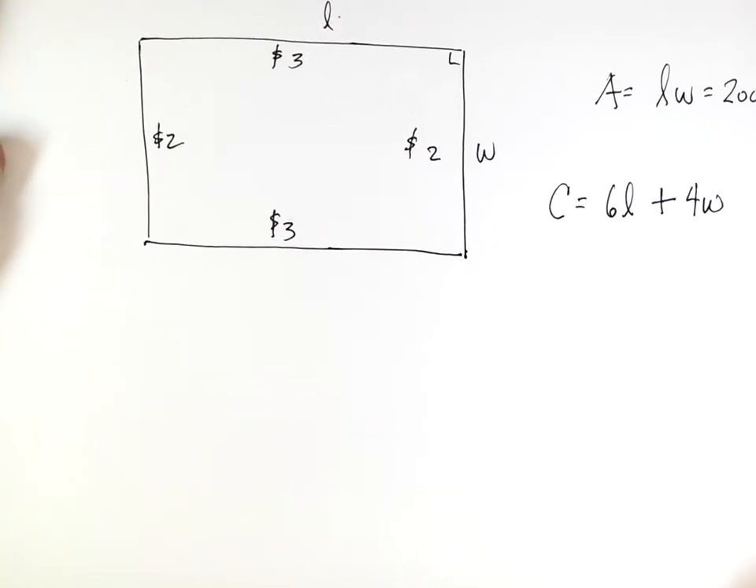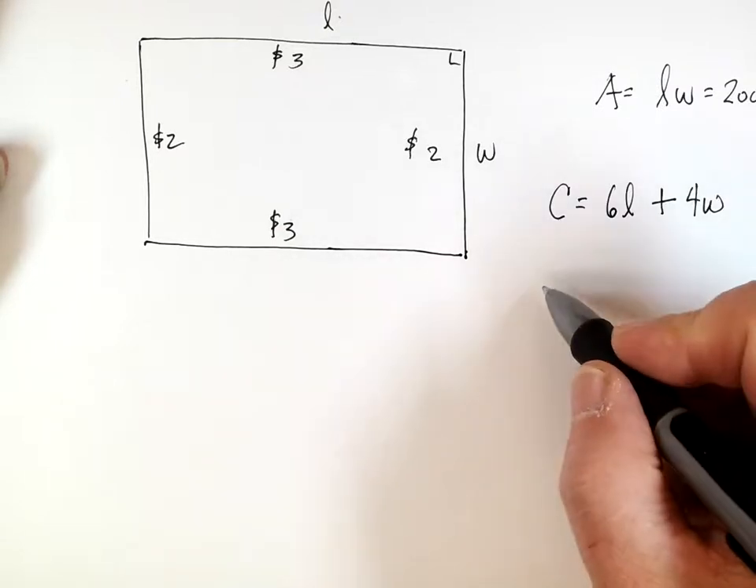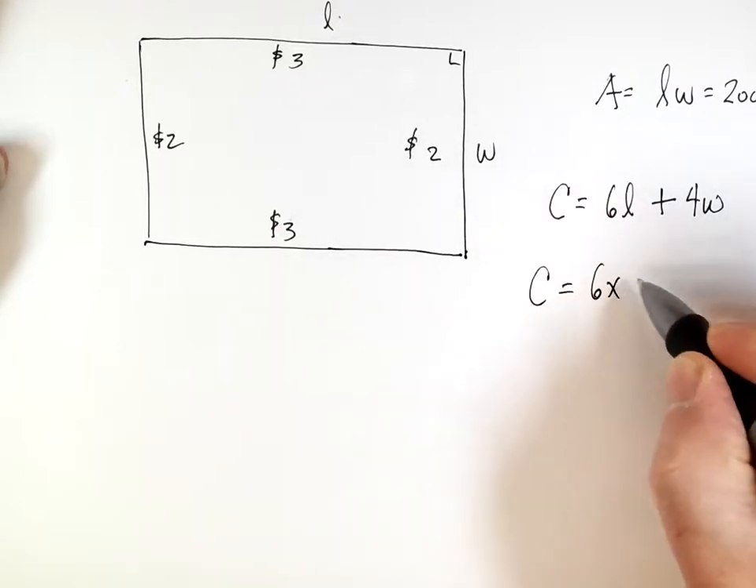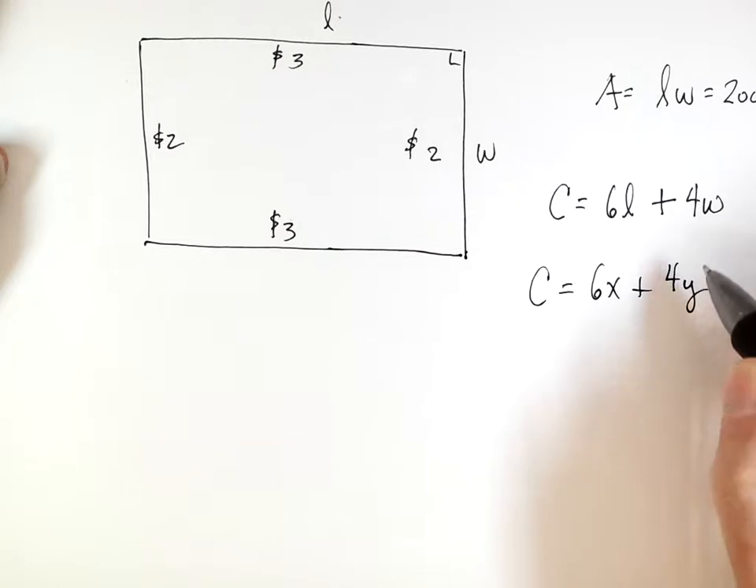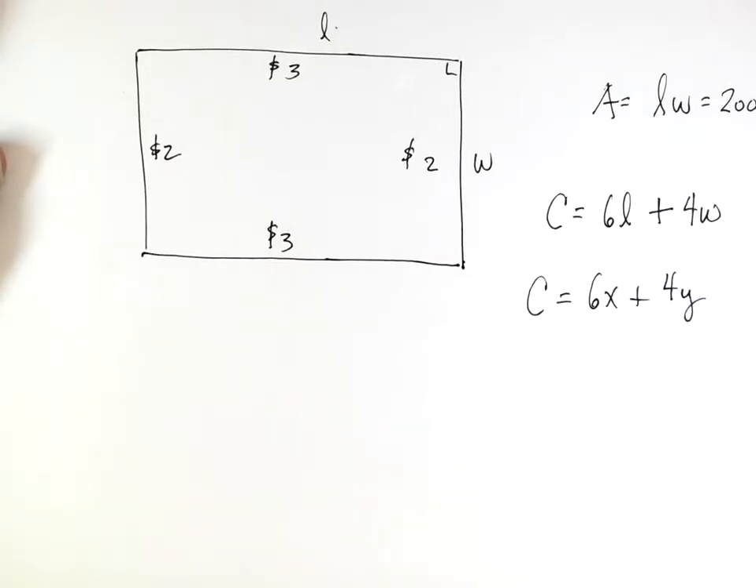So 6x plus 4y. We could do 6x plus 4y. You wrote the length as x and y equals. Oh, I said that. Well, there you go. And then this is the cost function in terms of x and y. I asked for it in terms of x and y, so 6x plus 4y is absolutely correct.